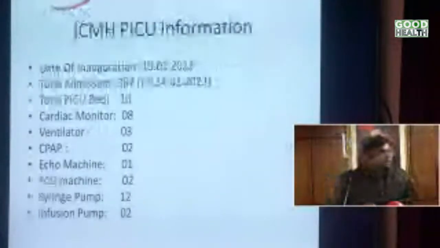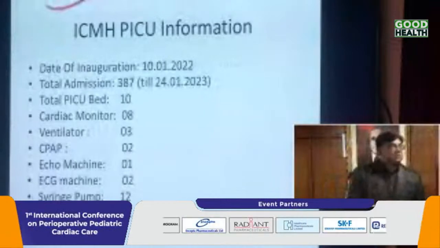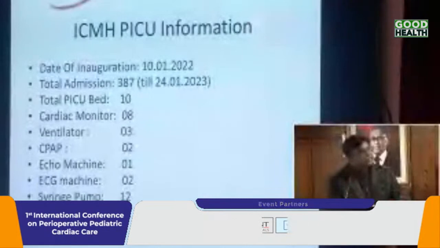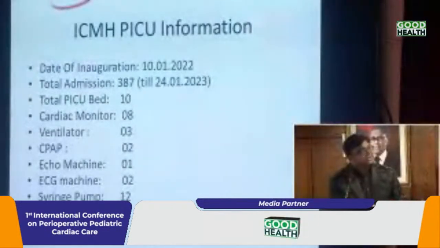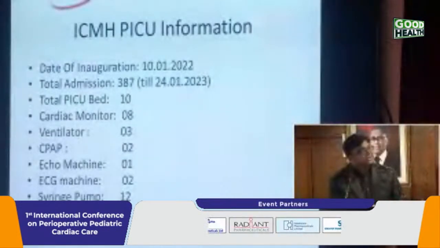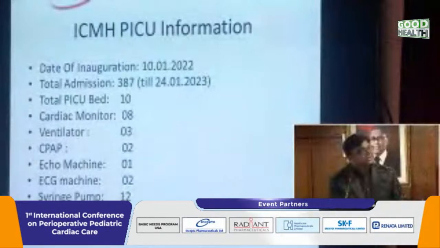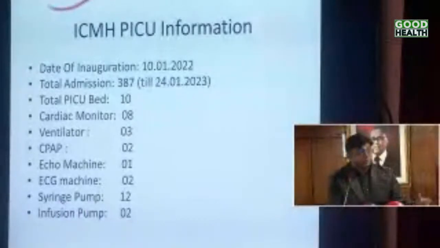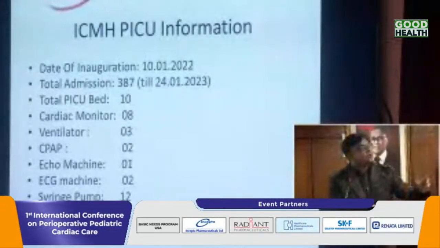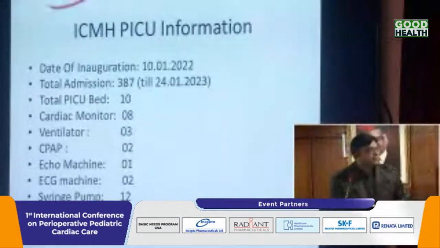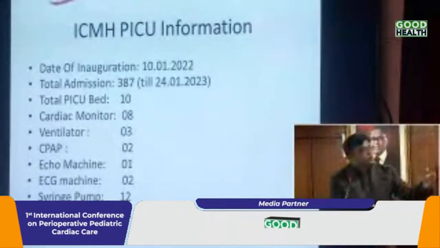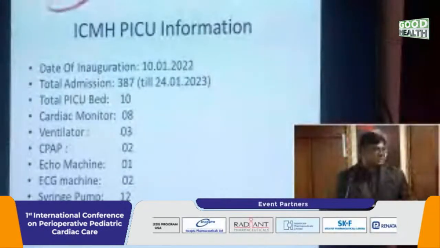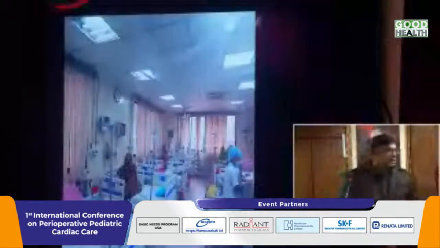We have some data. We have just started our PICU for the last 1 year. A total of 387 patients were given treatment till 24th January. We have got 3 ventilators, which I think has been a scarcity because most of the government hospitals don't have that many ventilators. In our setup, we have got 3 ventilators, 2 CPAP, and 1 very nice eco-portable machine. So we have the infrastructure, but we lack the specialists. So these are the news of our PICU.